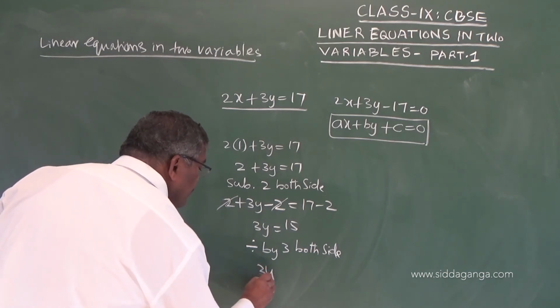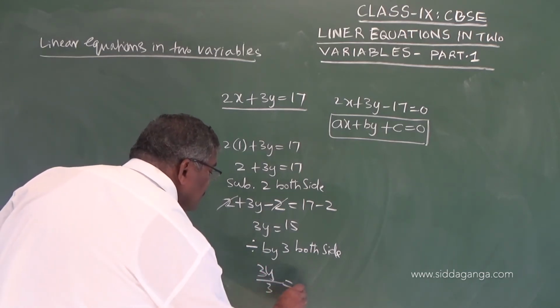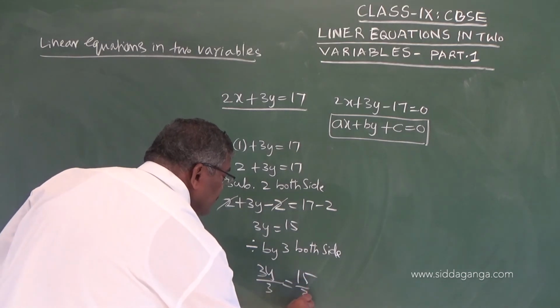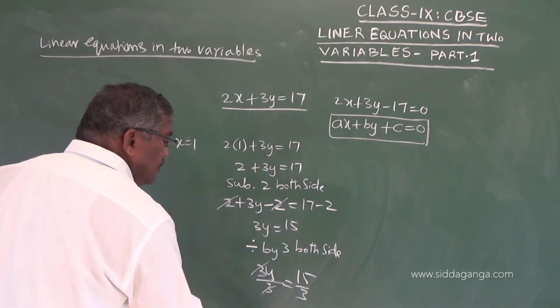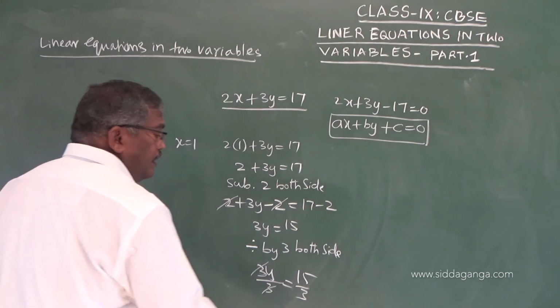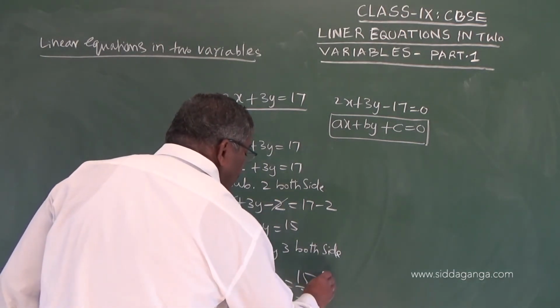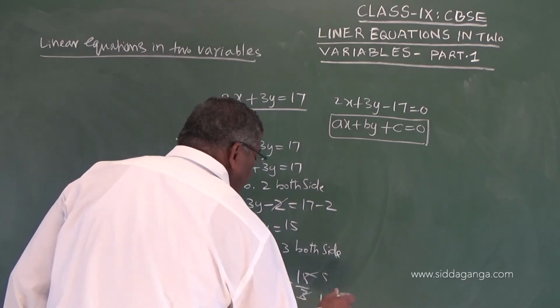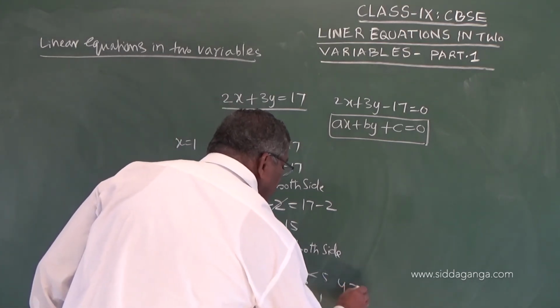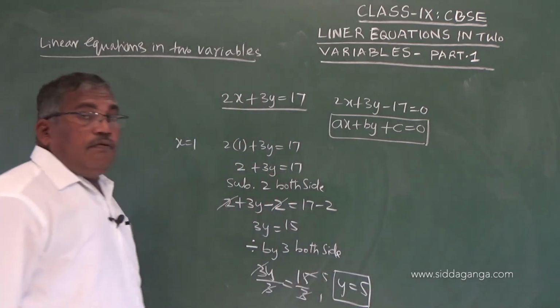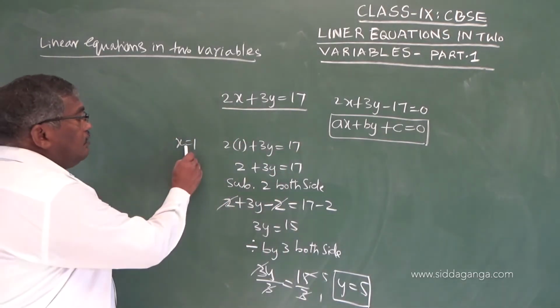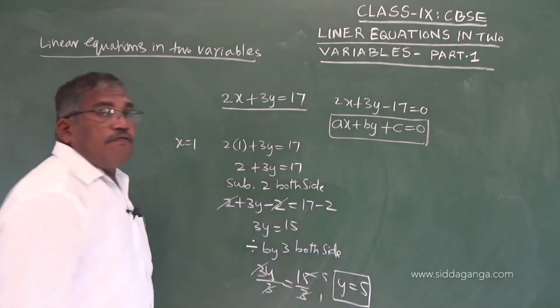3y divided by 3 equals 15 divided by 3. So here 3 and 3 cancel. Y equals 15 by 3, or 3 ones are 3, 3 fives are 15. So you will get y equals 5. Y equals 5. When x equals 1, y equals 5.